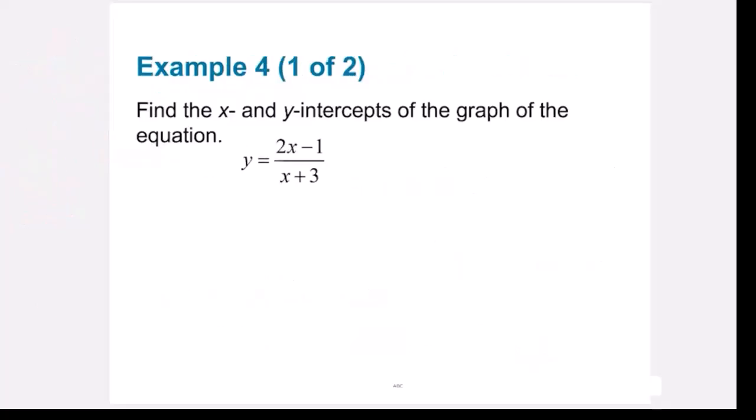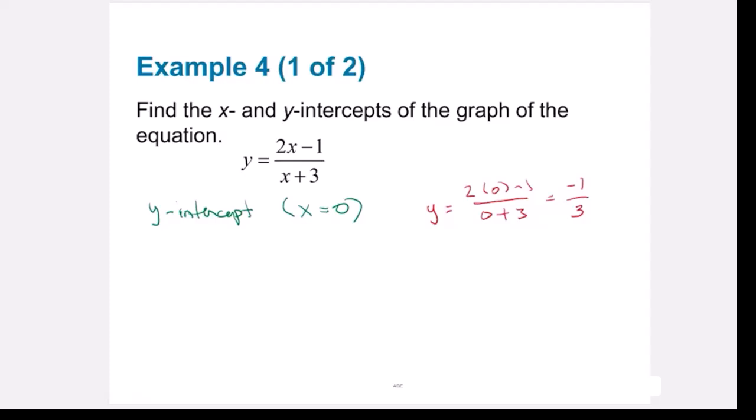Here's an example. Find the x and y intercepts of the graph of the equation y equals (2x minus 1) over (x plus 3). The easy one is the y-intercept. Why is it the easy one? Because we said x equals 0, and whenever x equals 0, I just plug in 0 and I find an answer. So I would have y equals (2 times 0 minus 1) over (0 plus 3), which is, well, 2 times 0 is 0, so I have negative 1 over 3. My y-intercept is at negative 1/3.